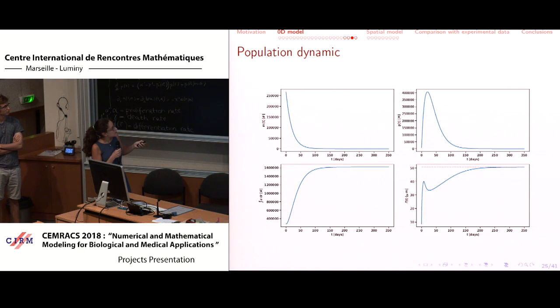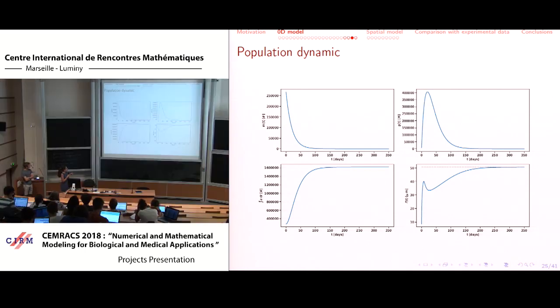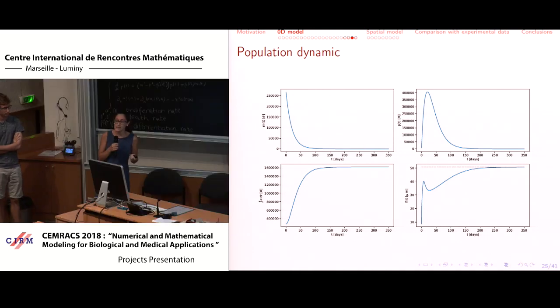This plot represents the number of adipocytes with respect to time. So we have an increase of the number of adipocytes, and then we have a plateau. This is due to the fact that the death rate of the adipocytes is very small, and therefore with this time scale we cannot see the death of adipocytes.